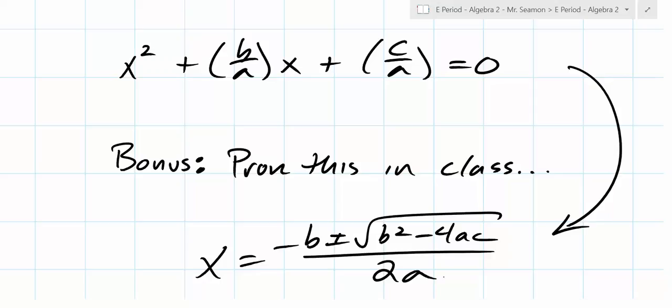Would this be more bonusy? This would be way more. This would be worth like a quiz grade, if you can get up without notes and prove it. And it's not just writing stuff down. You have to be able to explain what you're doing.